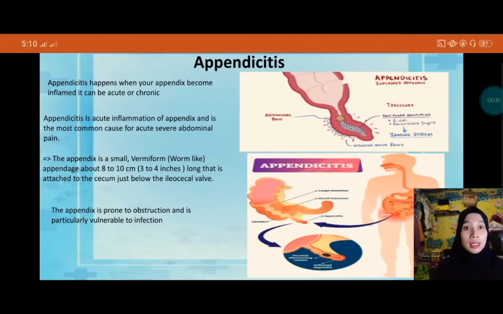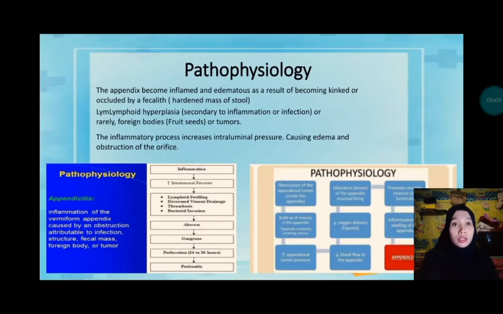The appendix is a small vermiform, worm-like appendage about 8 to 10 centimeters, or 3 to 4 inches long, that is attached to the cecum just below the ileocecal valve. In the pathophysiology, the appendix becomes inflamed and edematous as a result of becoming kinked or occluded by a hardened mass of stool.